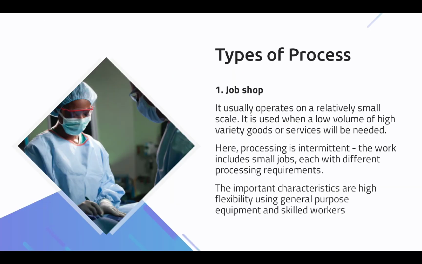We will now proceed to types of process. Number 1 is job shop. It usually operates on a relatively small scale. It is used when a low volume of high variety of goods or services will be needed. Here, the processing is intermittent. The work includes small jobs, each with different processing requirements. The important characteristics are high flexibility using general purpose equipment and skilled workers. The example here is hospital medical services.